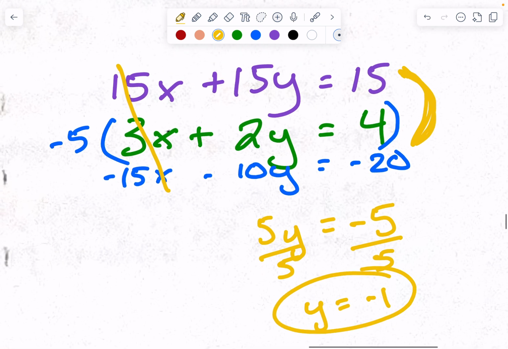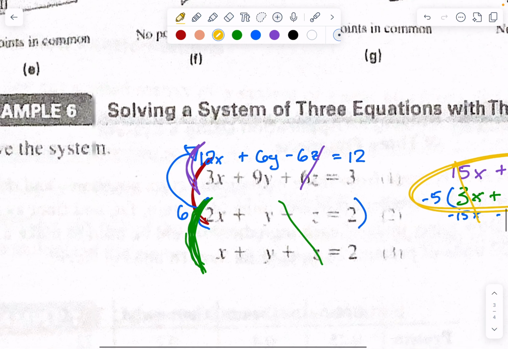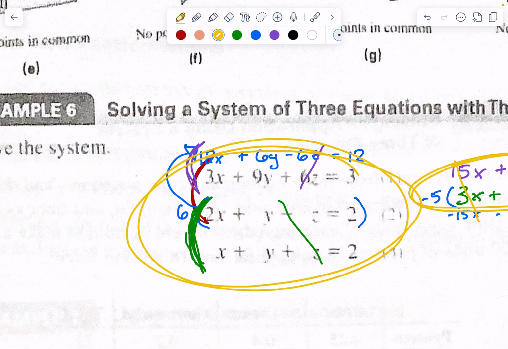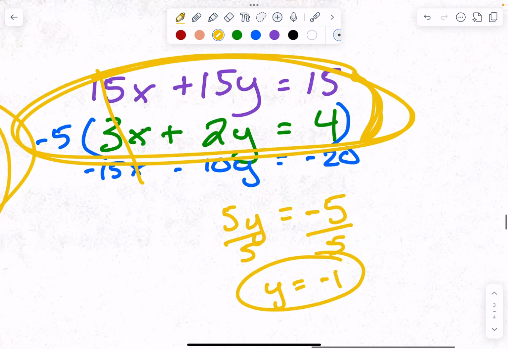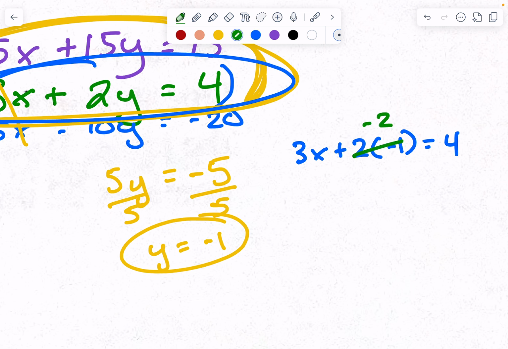Now we've got to work backwards. So I take this y, go back to one of these equations, and solve for x. Then I take the x and the y, go back to one of these equations and solve for z. So we're getting close. Which one do you want to plug into? The bottom one, 3x plus 2y equals 4. So 3x plus 2 times -1 equals 4. 2 times -1 is -2, and if I add 2, then 3x equals 6. So x is 2.